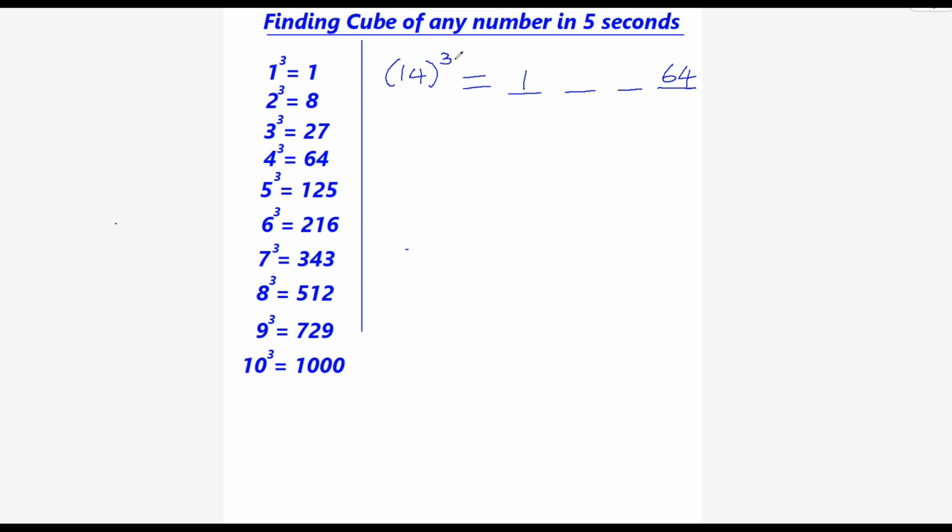Now, to find the middle parts, we have to multiply these three numbers first. 1 4s are 4, 4 3s are 12. And to get this part, multiply 12 and 1. 1 12s are 12. And to get this part, the third part of the answer, multiply the 12 by the next digit 4, which is 48.